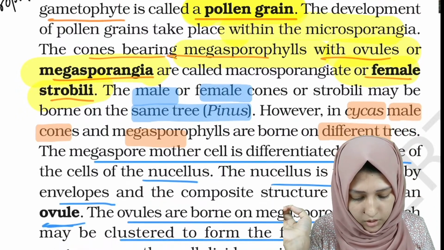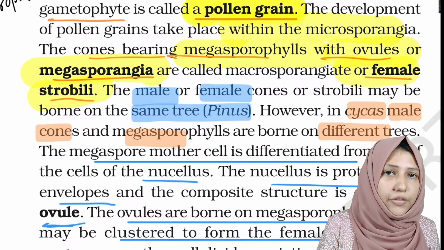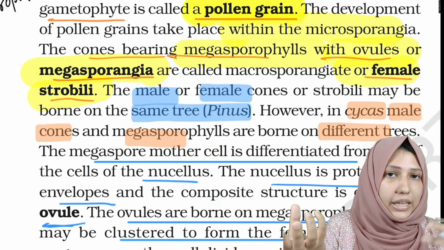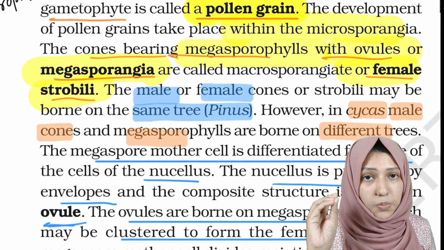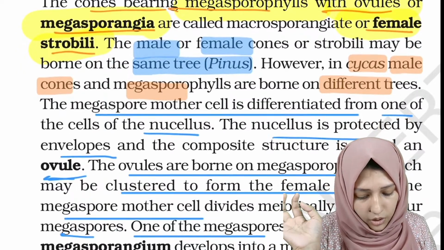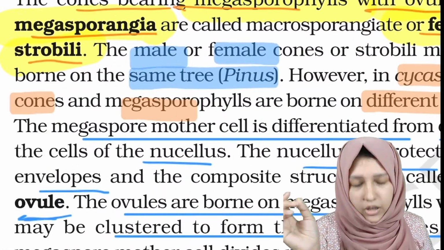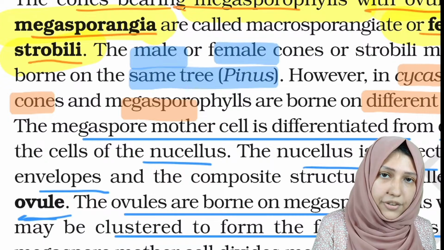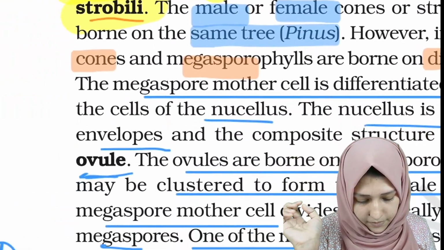Now the cones bearing megasporophylls. The cones which have megasporophylls, meaning big leaves, with the megasporangia, are called the female cones, as I said. The male or female cones, or strobili, may be borne on the same tree or on different trees. If the male and female cones are on the same tree, it is Pinus. If they are on different trees, it is Cycas. Clear? Okay.